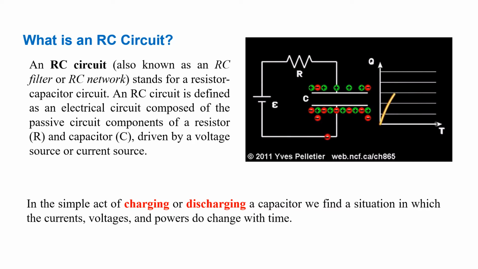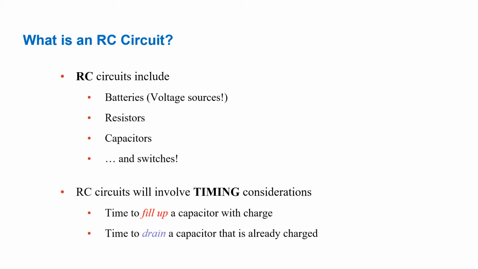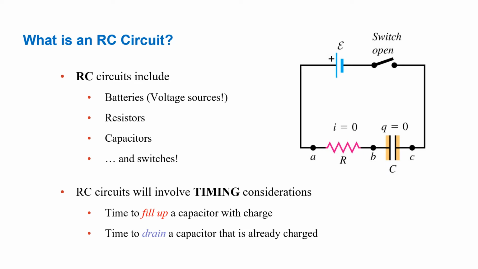So this is a charging process of your capacitor in the network. And in the simple act of charging or discharging a capacitor, we find a situation in which the current, voltages, and powers do change with time. RC circuits include batteries or voltage sources, resistors, capacitors, and switches. RC circuits will involve timing considerations. You have the time to fill up a capacitor with a charge, which is also called the charging of your capacitor, and the time to drain a capacitor that is already charged, or discharging.